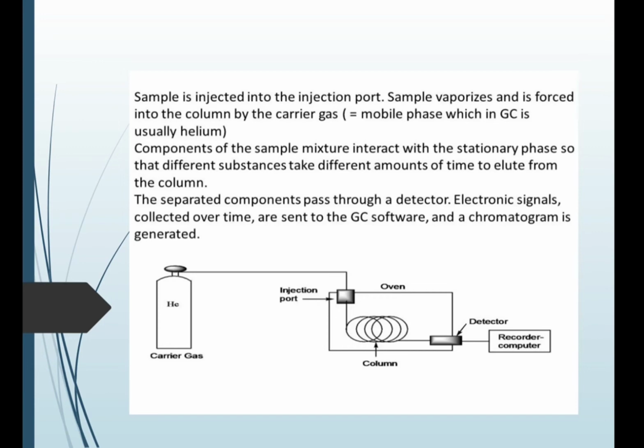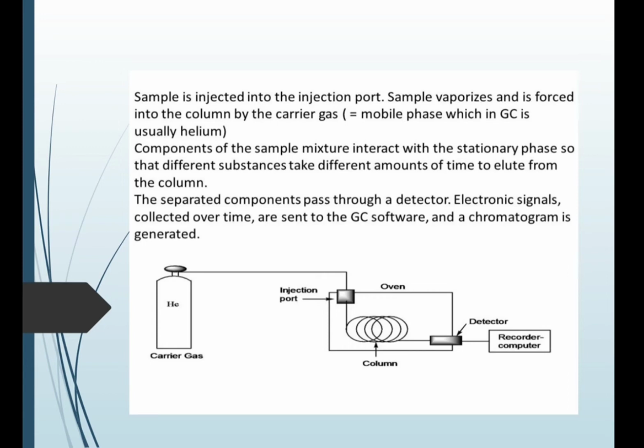Again, here I have written how the gas chromatography works. As a sample is injected into the injection port, the sample will get vaporized. It is forced into the column by the carrier gas, that is our mobile gas, which is usually helium. In some instruments, hydrogen will be used, but because of its explosiveness, it is rarely used.